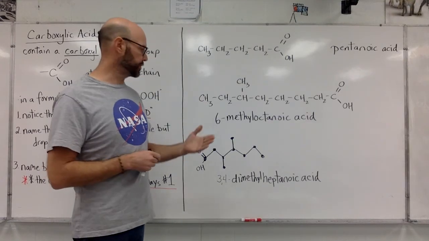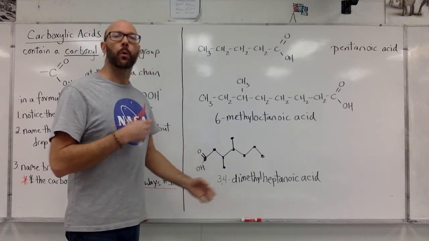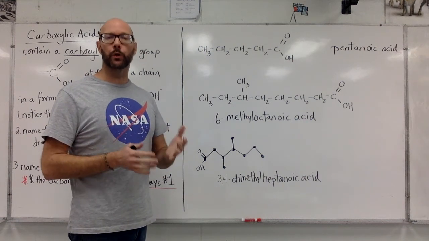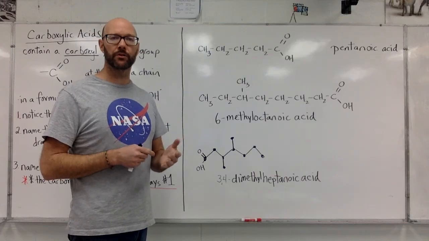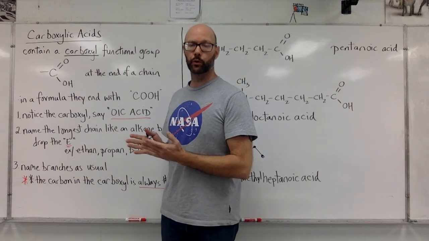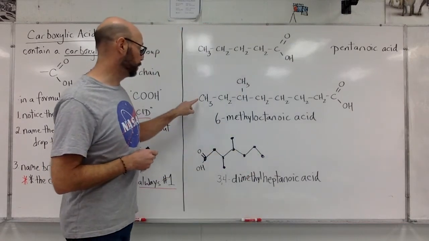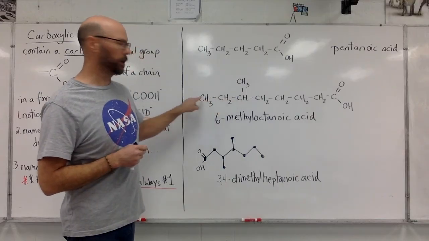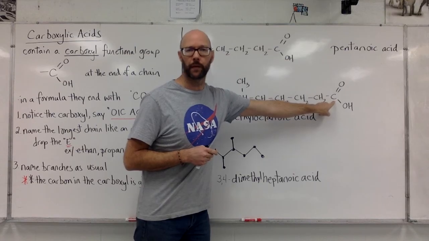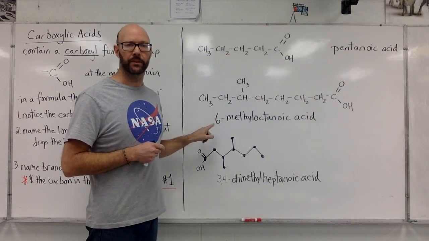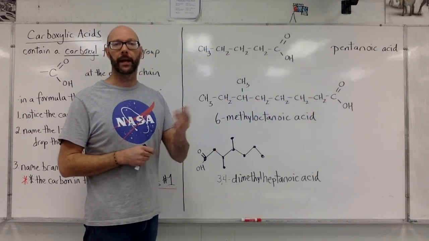If we have 2 of the same, we'll say di. We're going to use digits to show the location of the branches. However, we must start counting at the carboxyl group. Here in our second example, we could have got a smaller number starting on this end, but we had to start at the functional group and count out to come up with this 6. And I hope that helps.